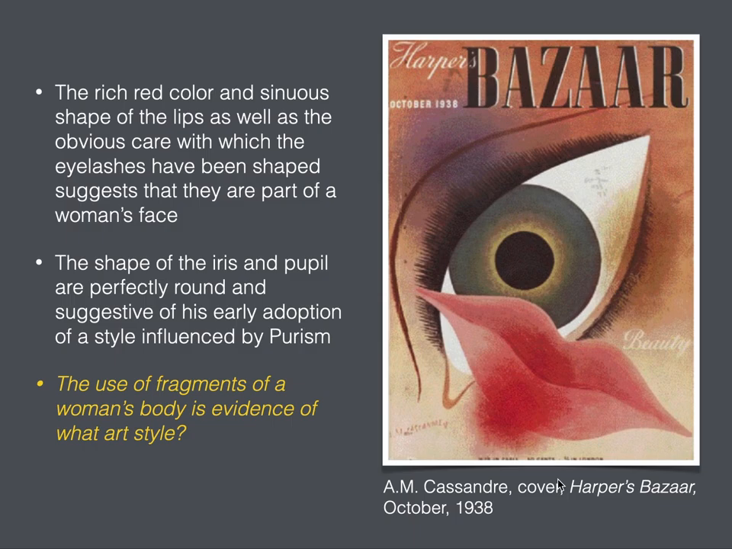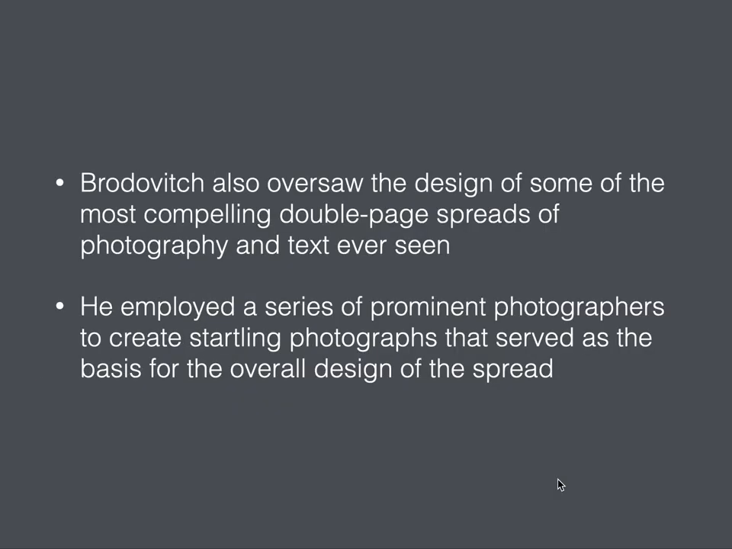You can see the rich red colors, the sinuous shape of the lips, the highly illustrative eyelashes, and really the shape of the iris and the pupil are perfectly round. And you can see a lot of purism in this magazine cover, but you can also see another art style. I'll give you a couple seconds to think about what art style goes through your head. Hopefully you thought of cubism. There's a little bit of surrealism in here. You might think about Salvador Dalí, the way they disembodied pieces of human anatomy. So this was really groundbreaking at this time.